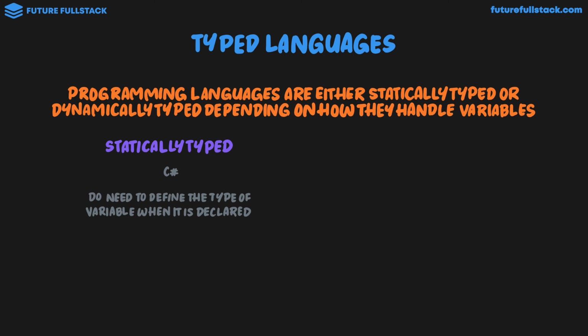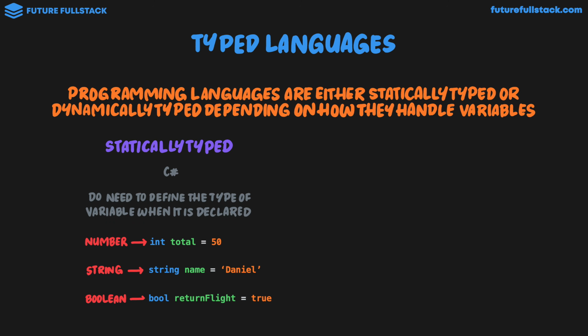In C#, when declaring a variable which contains a number, we need to use the int keyword, standing for integer. So int total equals 50. So the keyword int is specifically used to declare a variable that holds a number. If we wanted to declare a variable which holds a string, we need to use the string keyword. So the keyword string is being used here to declare a variable that holds a string. And then finally, to declare a variable which holds a Boolean value, we would use the keyword bool. So bool returnFlight equals true. So the bool keyword is used to declare a variable holding a Boolean value.